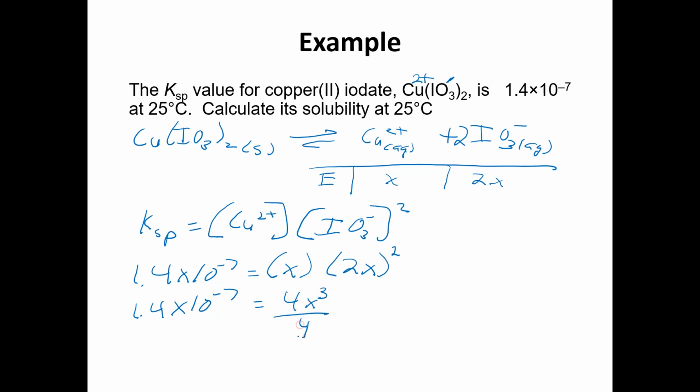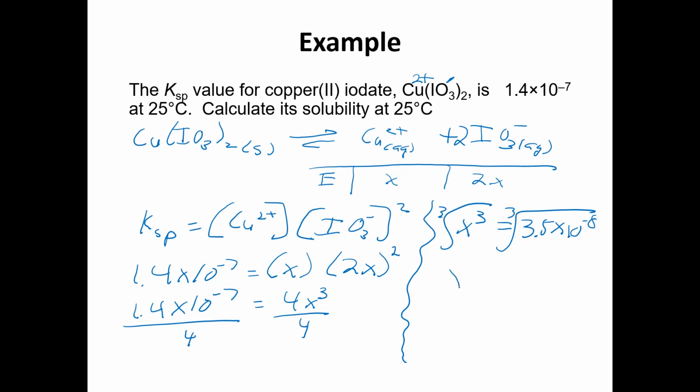So if we divide this by 4, we get that x cubed, and I'm going to draw a line here just so that what I have on one side doesn't run into the other side, is equal to 3.5 times 10 to the negative 8th. And if we take the cube root of this, we get x is equal to 3.3 times 10 to the negative 3rd molar.